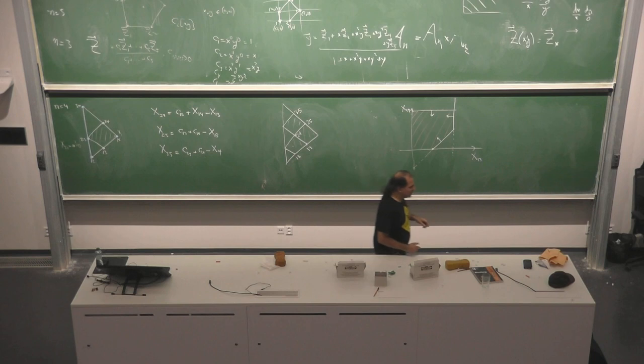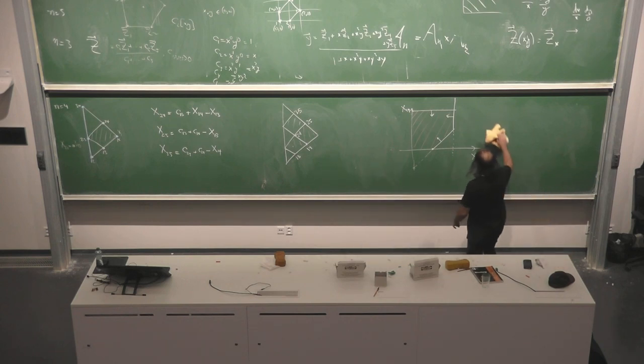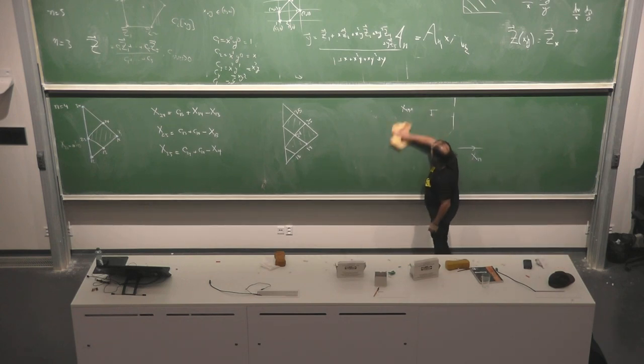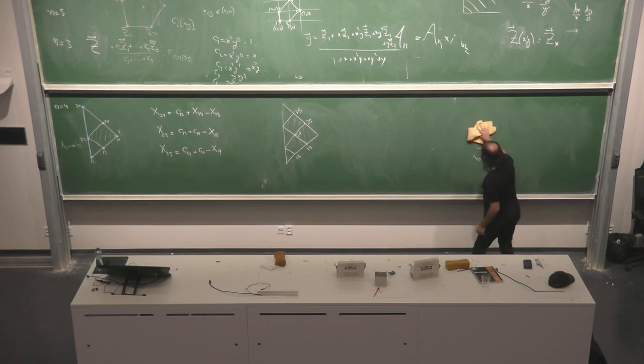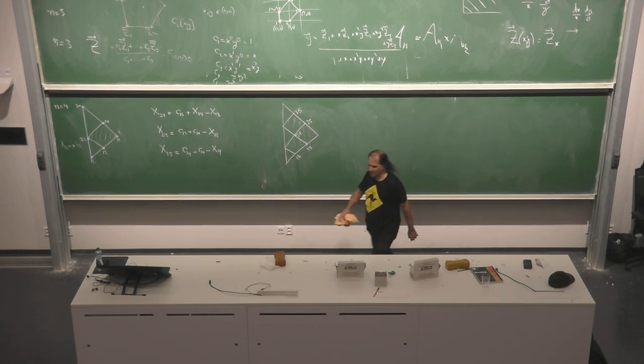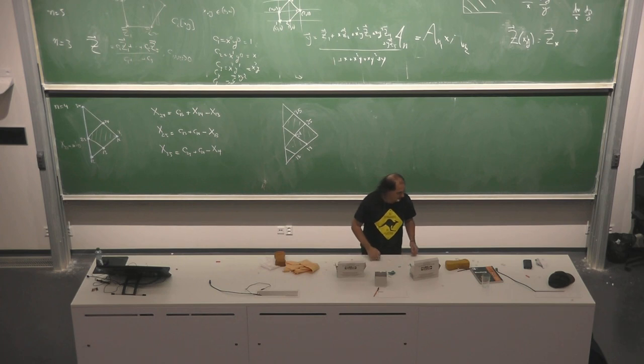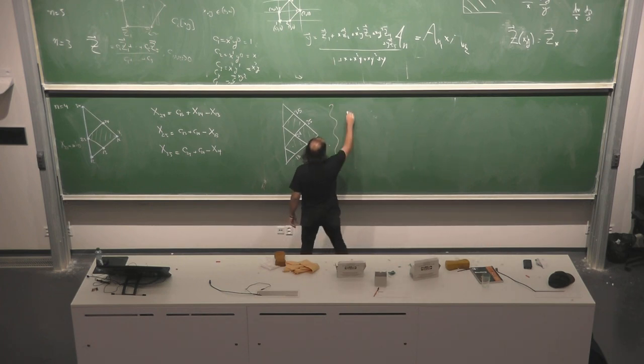Now, why does this work in general? So it's clear that this picture is defining a polytope. Totally clear that it's defining one for general N. So why does this work in general?